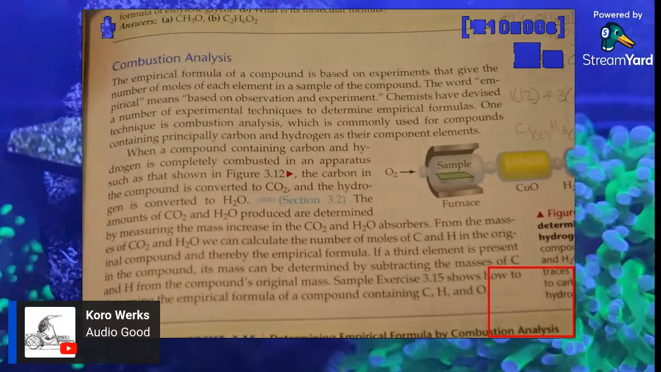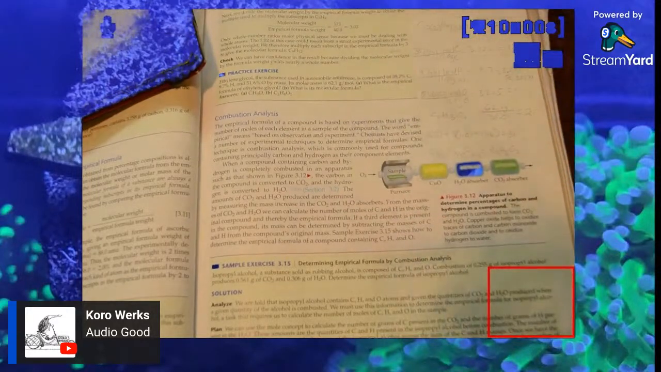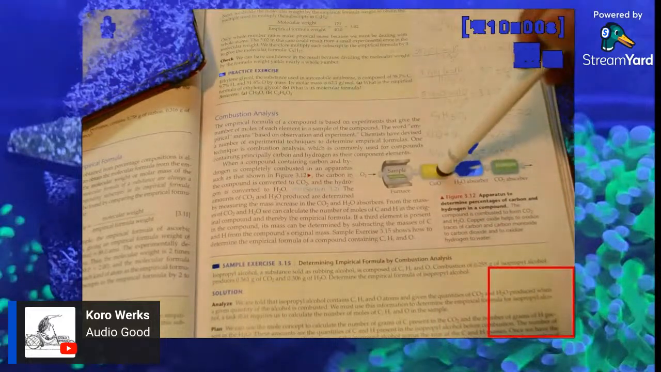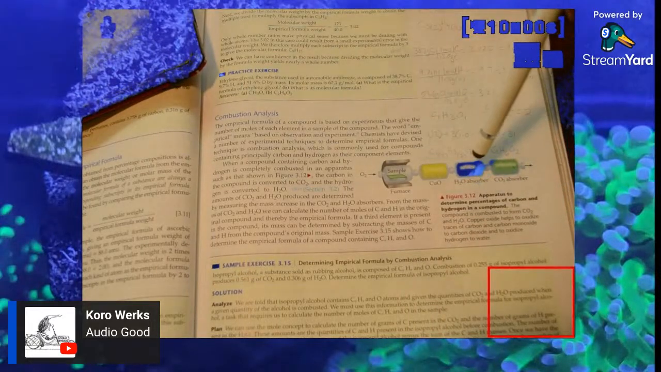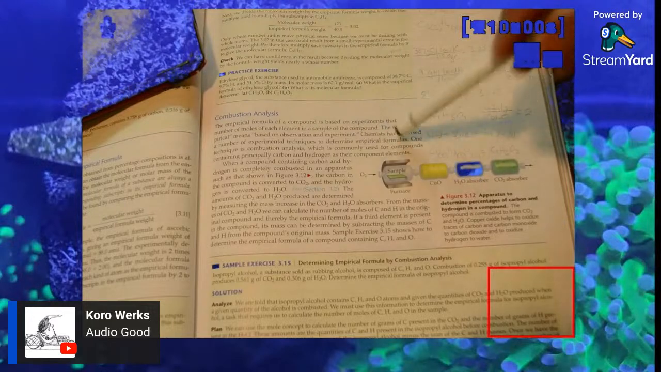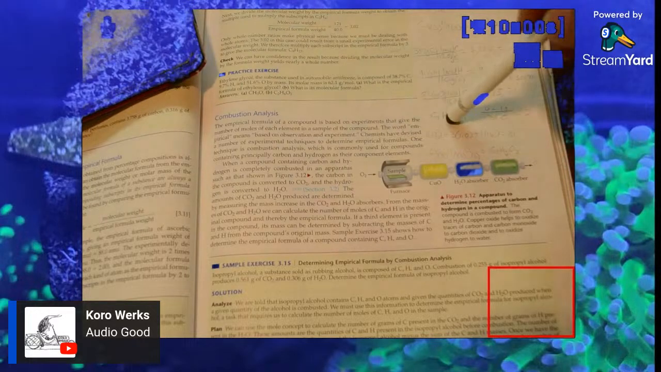So what did I just read? If you burn something like sugar, sugar contains a lot of carbon and hydrogen. Let's say somehow you're able to burn sugar, you're going to get something that absorbs the CO2 and the water. When you take the measurements of how much these two gained, you can subtract it from the original and get the remaining chemical. That's what they're saying. It's just different ways to get the whole formula down from just experiment.